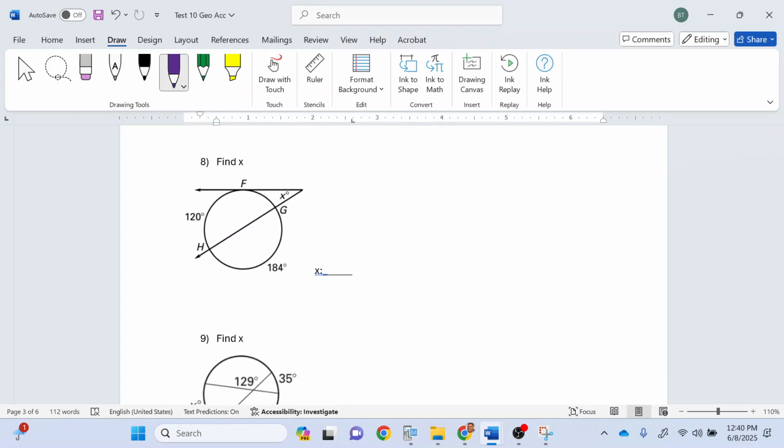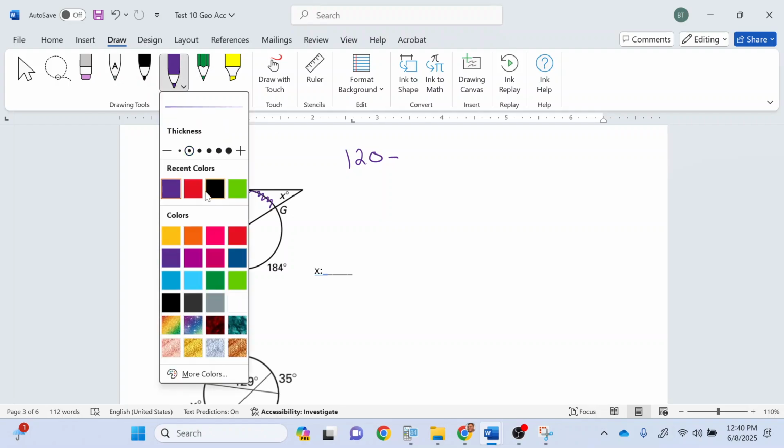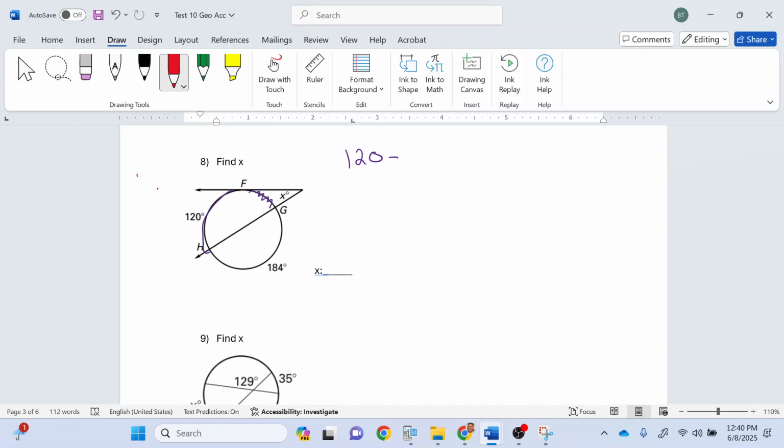Next one. In this situation, when you have an angle on the outside of the circle, you subtract the arcs. So this big arc minus this small arc. Now, it would be 120 minus the small arc. But it looks like I didn't tell you the small arc. So how do we figure out the small arc?